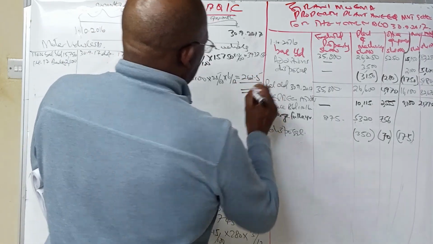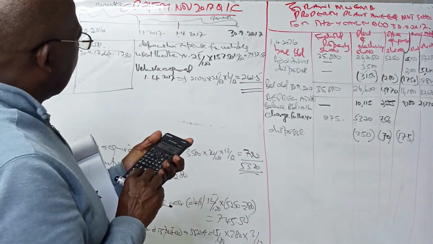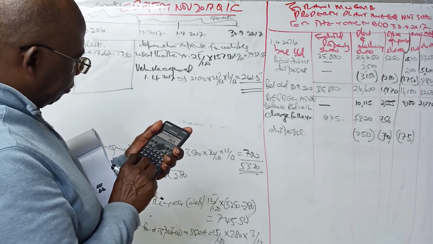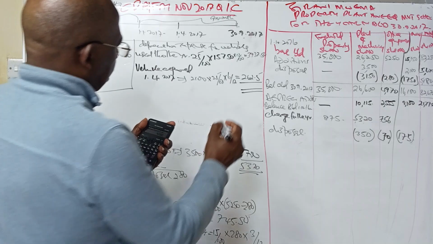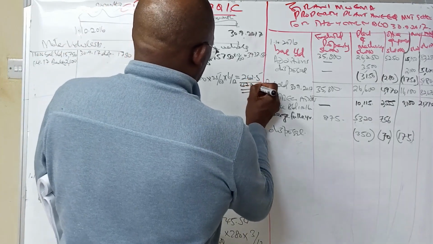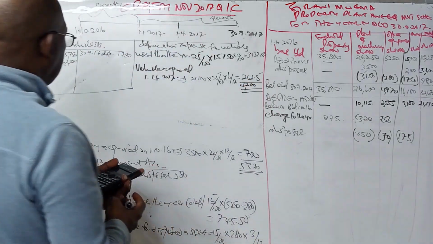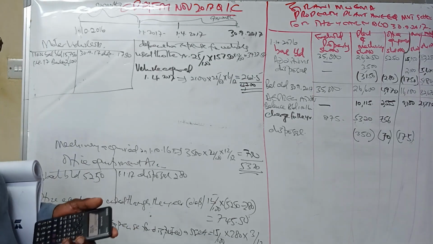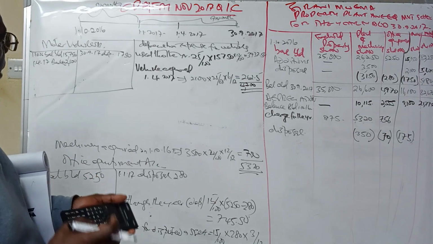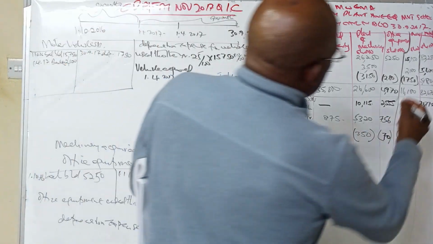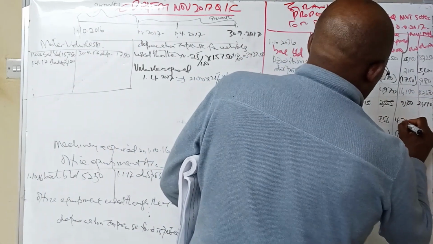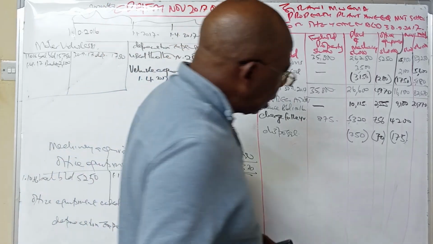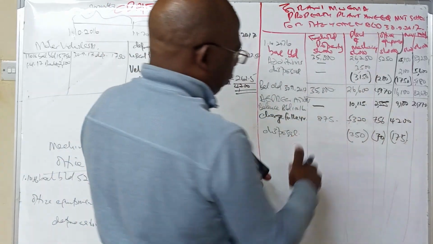You add the two, 262.5 plus 3,937.5, we get 4,200. That becomes the depreciation for motor vehicle. So we come to motor vehicle, and we say 4,200.